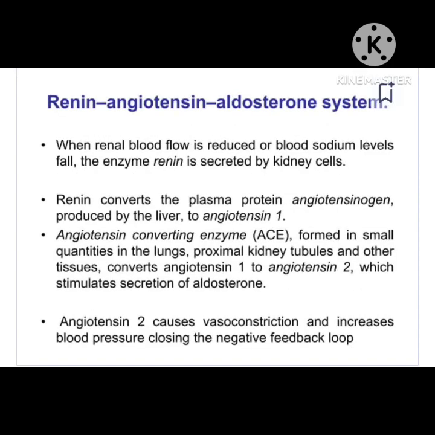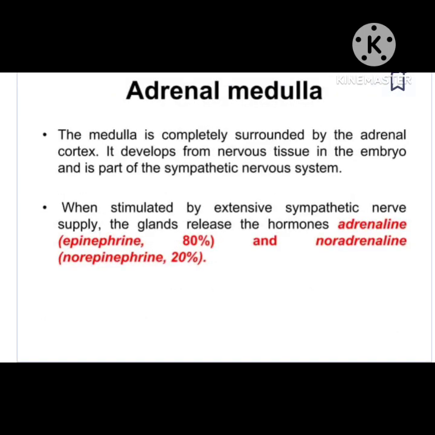Anti-inflammatory actions. So next is renin. When renal blood flow is reduced or blood sodium level falls, the enzyme renin is secreted by kidney cells. So you have to learn that the enzyme renin is secreted by kidney cells, and it converts a plasma protein produced by the liver to angiotensin 1. So you have to learn this thing.